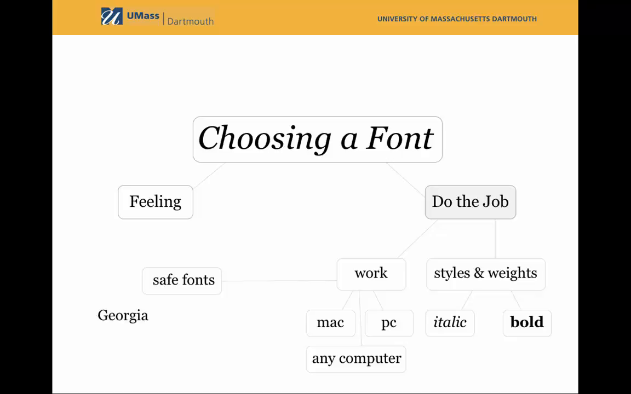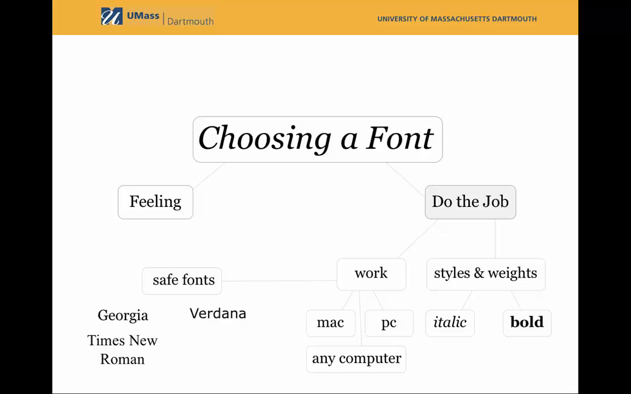In the serif category, Georgia, the typeface I've been using throughout this presentation, is a safe font. So is Times New Roman. Times New Roman was designed for a newspaper. It's a little bit narrower, so if you find you need to fit another character or two on a line, Times New Roman might be a better font for your job.